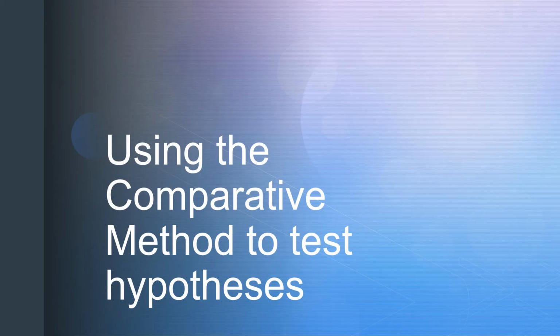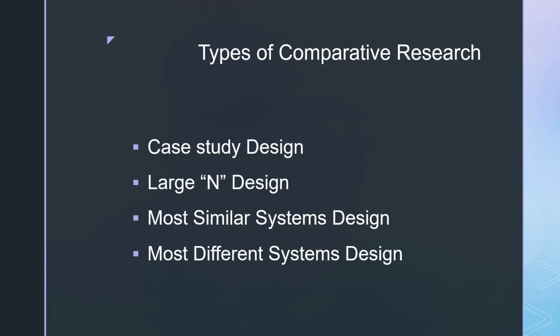Now that we know more about the research process in general, let's look at how the comparative method works in political science research. There are 4 types of comparative research designs. There's the case study design, the large N design, the most similar systems design, and the most different systems design. Let's look in more depth at each type and look at some examples.